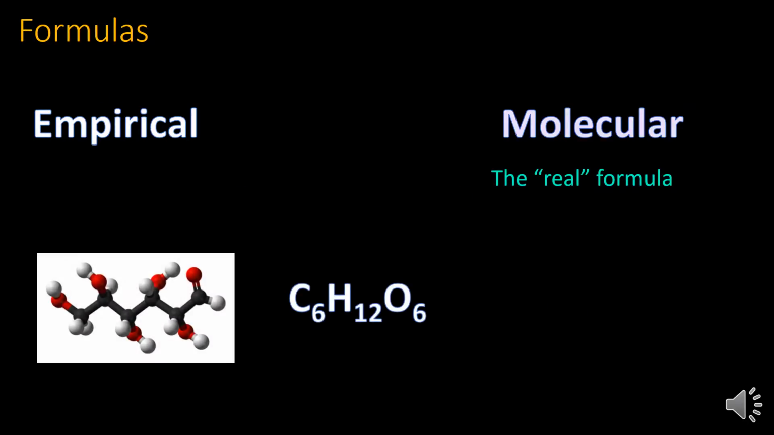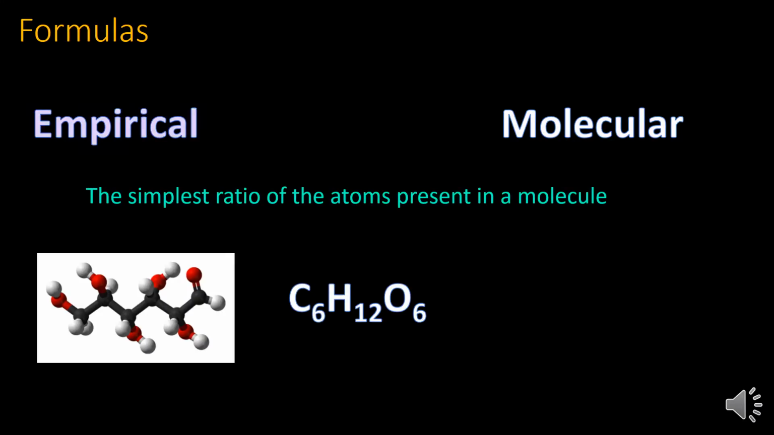The real formula for glucose is C6H12O6. So what would the empirical formula be? The empirical formula then would be CH2O, because each of those subscripts is divisible by 6.